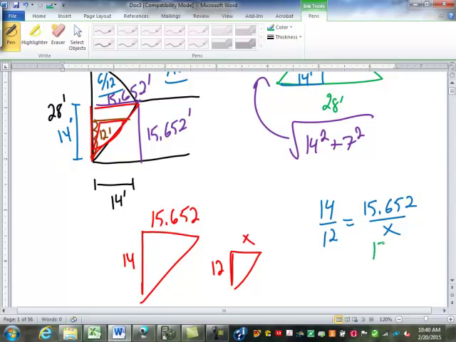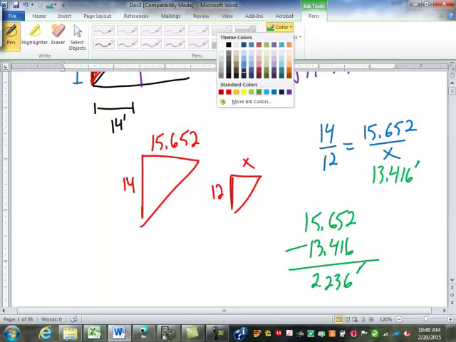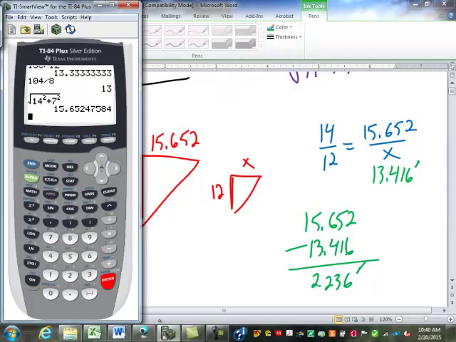13.416. Okay. So that means our decrease, 15.652 minus 13.416, is 2.236 feet. And of course, that needs to be converted to feet, inches, and sixteenths. So 2.236.